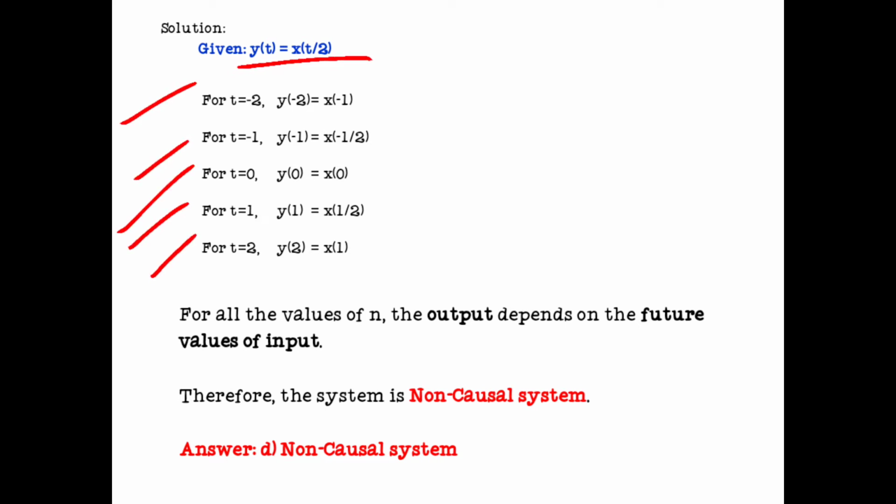So if we substitute for example 2, 2 by 2 is 1. If you substitute 1, 1 by 2 is 0.5. 0 means 0 by 2, 0. So for different values, the output depends on future values of input. Therefore, the system is a non-causal system. So the answer is this.